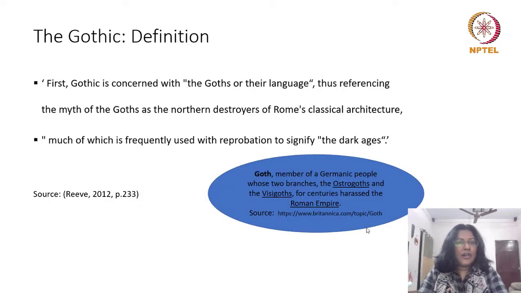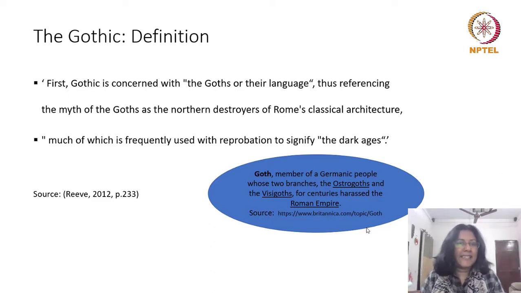Now, let us talk about the definition of the term Gothic. What is the Gothic? Let's go back to the Oxford English Dictionary to map out the various meanings of the word Gothic. Gothic is a baggy concept. First of all, the word Gothic is concerned with the Goths or their language. So it refers to the language and the attributes of this particular ethnic group, the Goths. And these Goths are supposed to have destroyed Rome's classical architecture and culture.